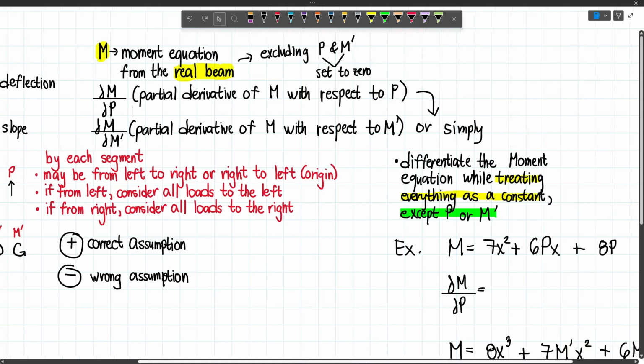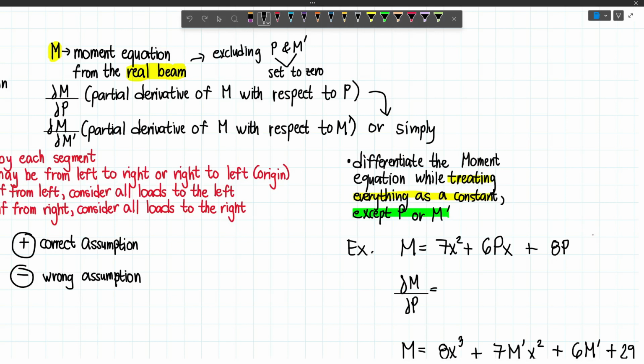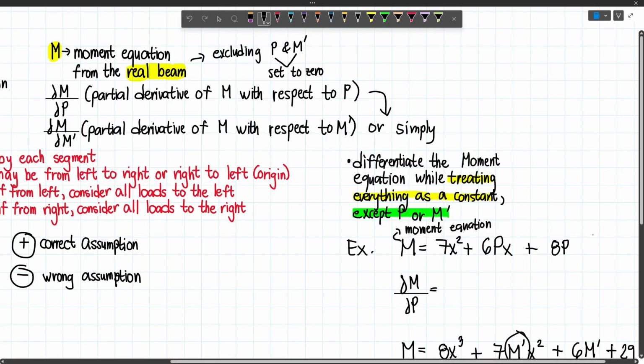So, let's say, we have this moment equation. M is equal to 7x squared plus 6px plus 8p. Again, this is the moment equation. Ito kasi yung itsura ng moment equation natin because we will be including itong P saka M prime in our calculations. I mean, in forming the equations.